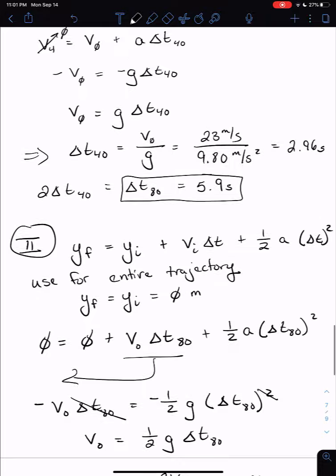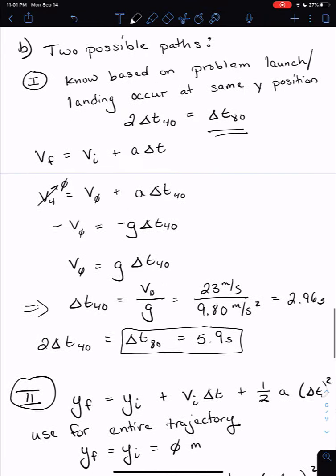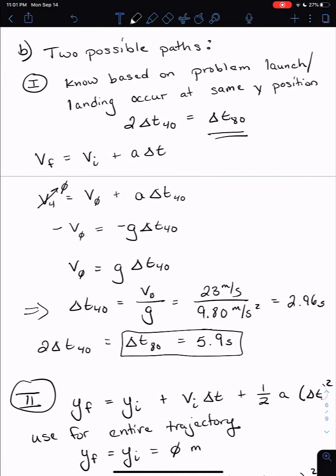So in thinking about these two different possible paths that we took, the first one required us to know that they launched and landed at the same y position. That meant the trajectory was symmetric, so it was going to take the same amount of time to go up as it was to come down.